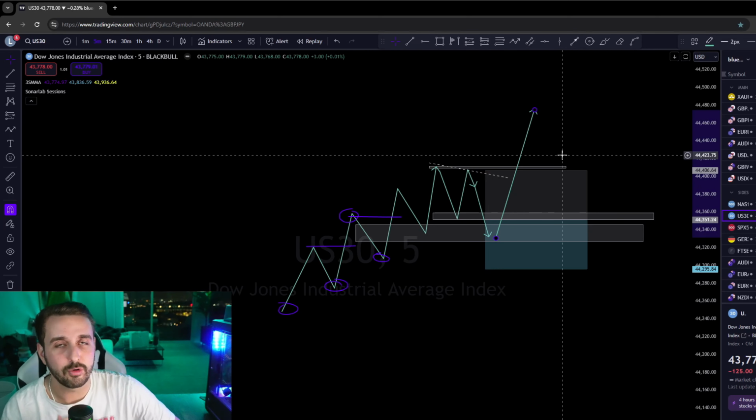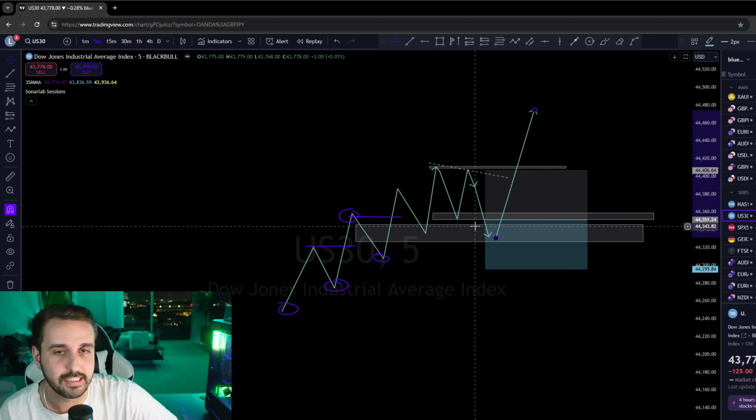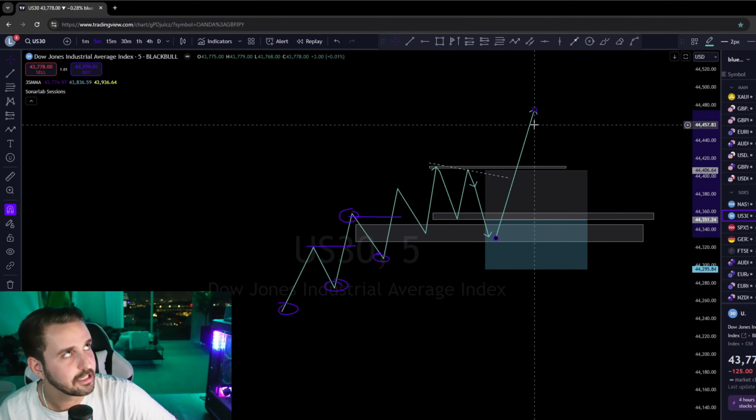We've all been in this scenario before. We've all seen it happen when you try to see that, oh, it rejected here, I'm going to take it at the break of here, boom, we get in and it just goes straight to our stop loss.